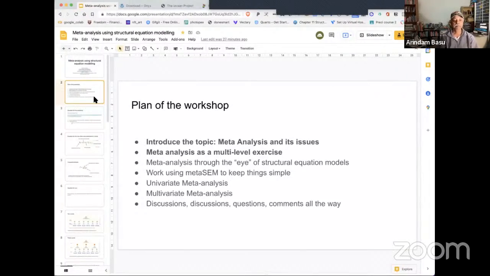I will be speaking mostly and only about univariate and multivariate meta-analysis in this workshop. However, applications of structural equation models in meta-analysis extend beyond this. So you can do things like synthesize entire correlation matrices and then use structural equation modeling to analyze them.